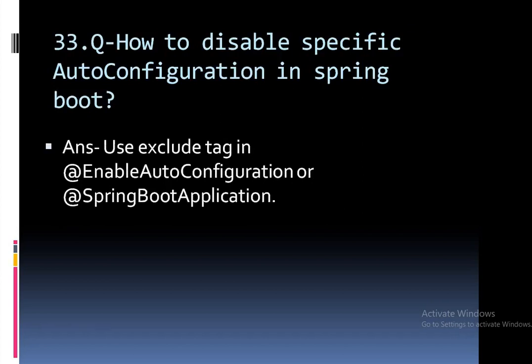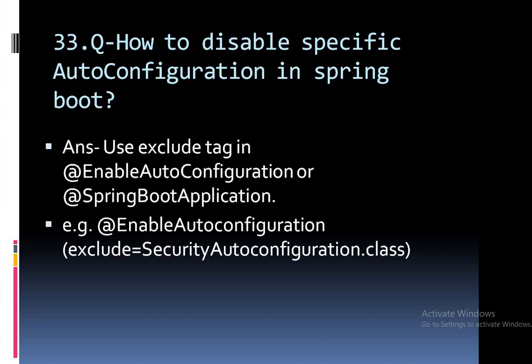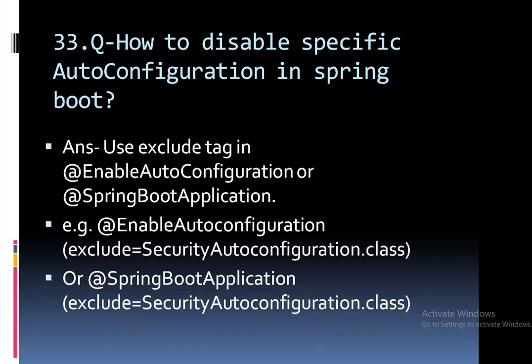How to disable specific auto configuration in SpringBoot? To disable a particular auto configuration, we need to use the exclude attribute, like in @EnableAutoConfiguration. In the argument we can pass exclude equal to SecurityAutoConfiguration class. That means this SecurityAutoConfiguration class is disabled from the auto configuration.